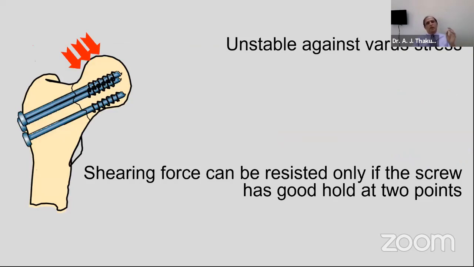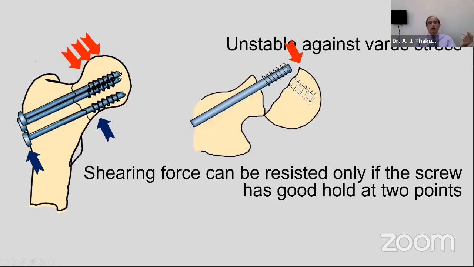The way we fix it is also unstable under varus fragments. The shearing force can be resisted only if the screw has a good hold at 2 points. Unfortunately, only one of these screws has a good hold, one at the lateral cortex and one at the calcar. That's the only one, but the other two do not have. So they are prone to varus failure like this. A force directed like this would definitely displace it out. It doesn't have a hold in 2 points.